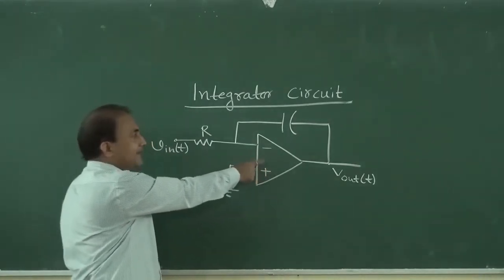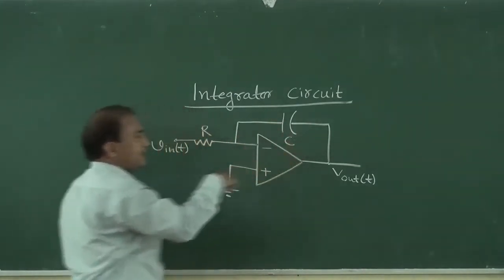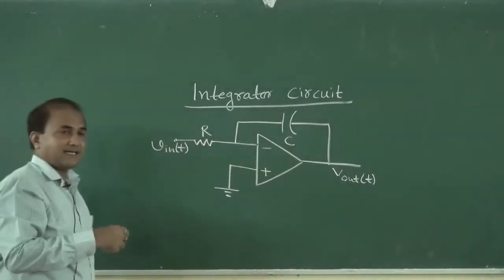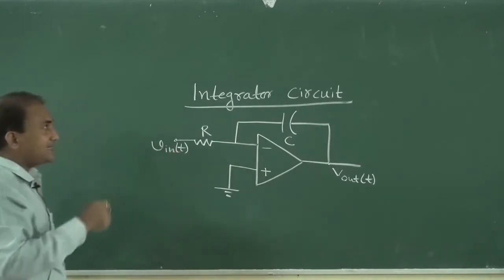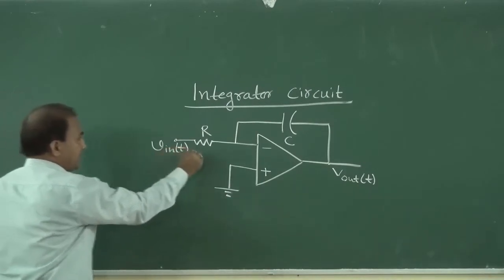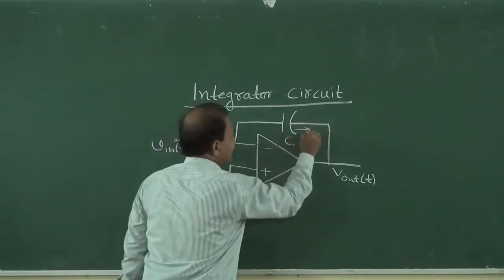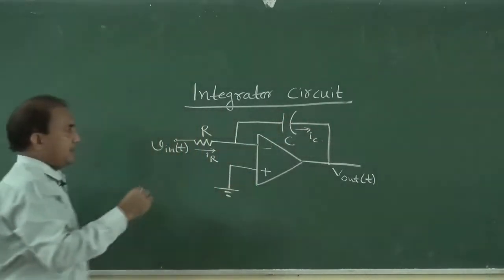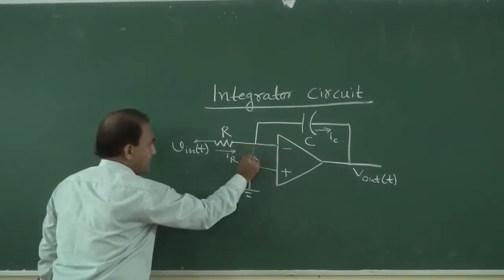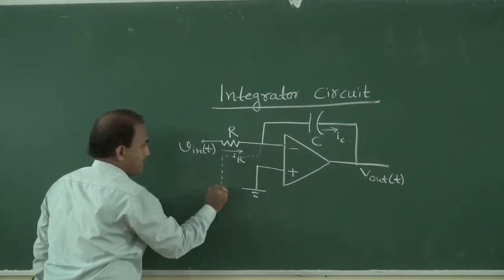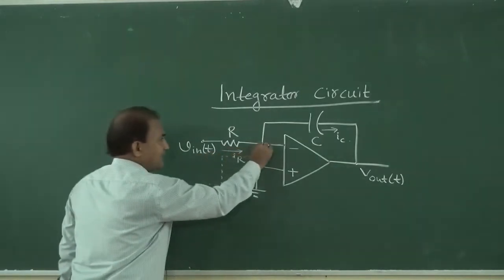This is the operational amplifier. If we use this R and this capacitor C, it becomes an integrator circuit. We will see the expression for V out for this integrator circuit. Suppose this current is IR and this current is IC, and due to the virtual ground concept, this point is at virtual ground.